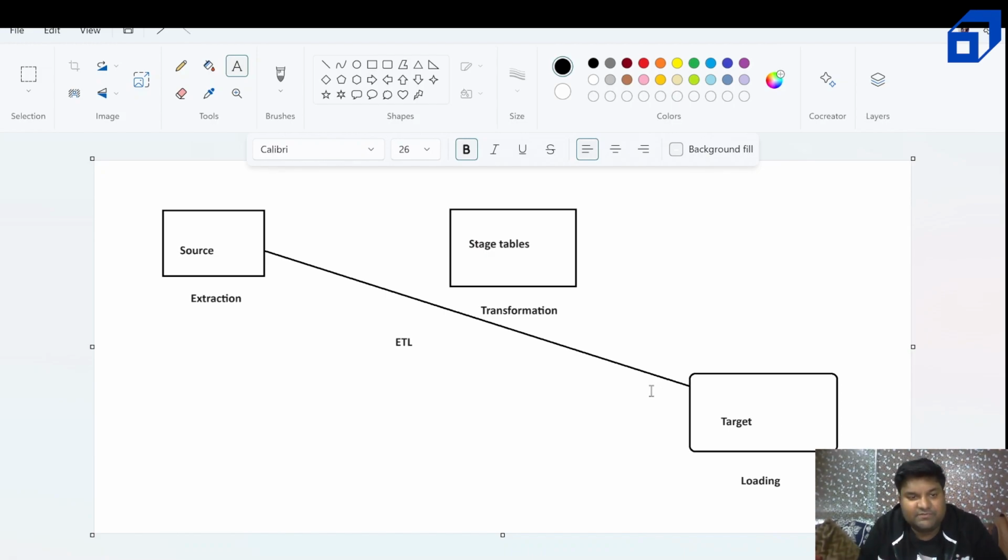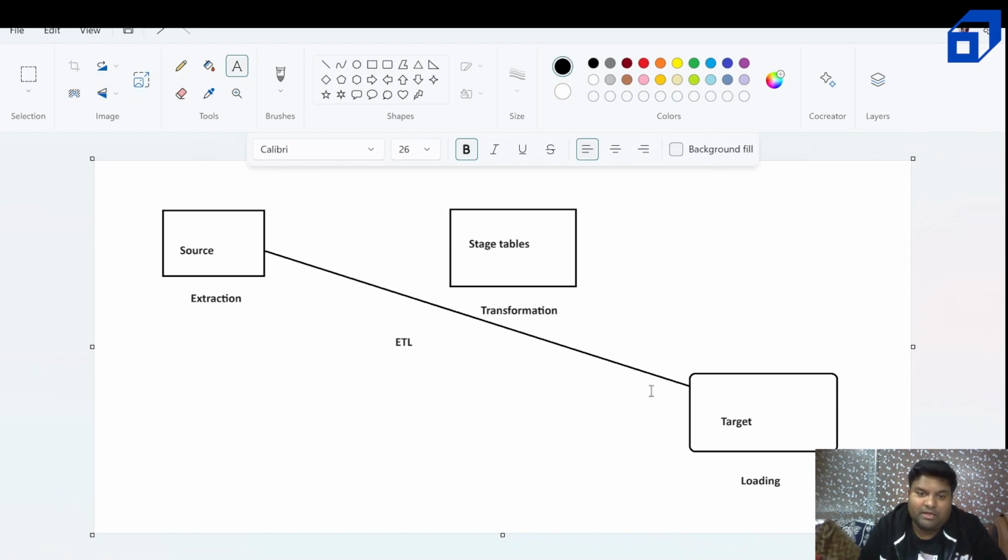So ETL stands for extraction, transformation and loading. The extraction happens at the source side, right? And the transformation happens on the staging area or staging tables. The staging area is nothing but an area where you store the data in its raw format, you apply the transformations and you store it in stage tables, right? So my stage table consists of transformed data.